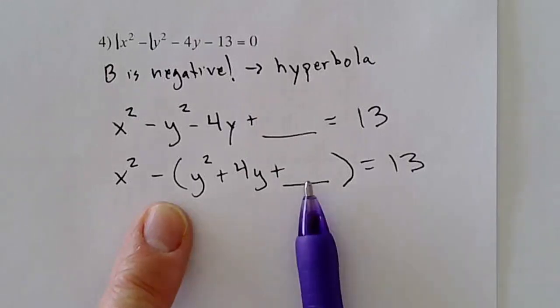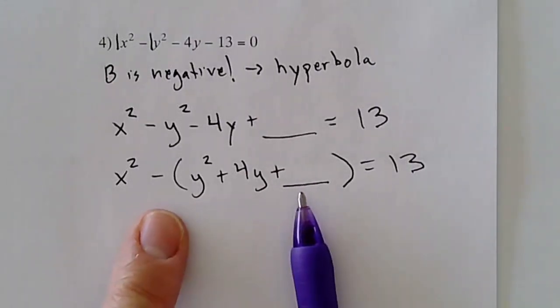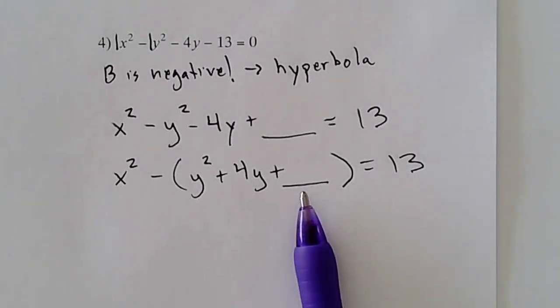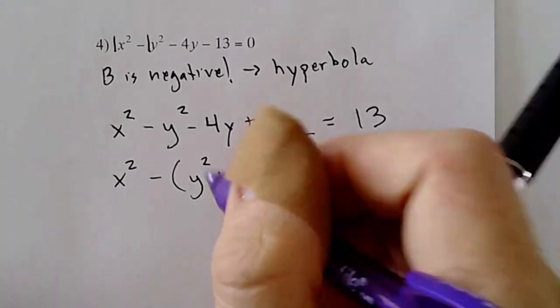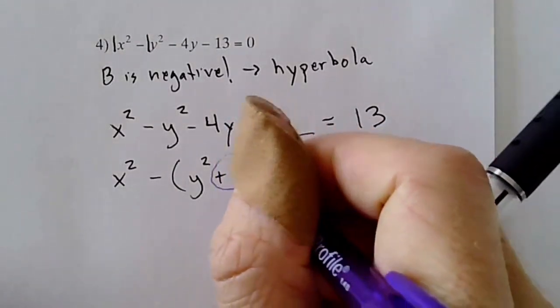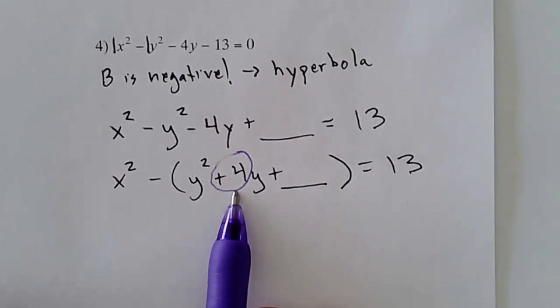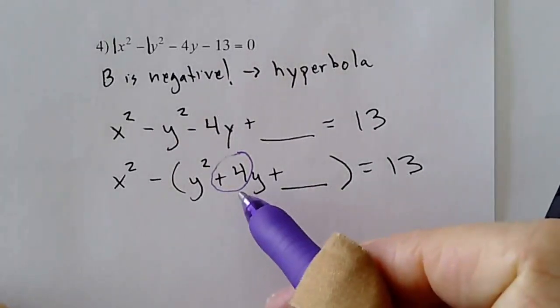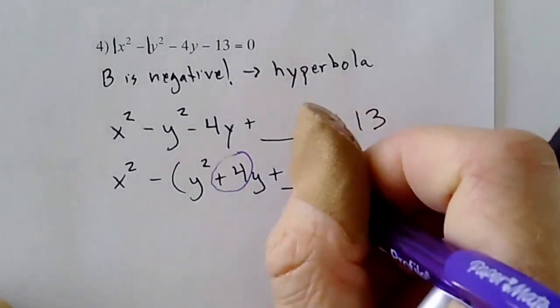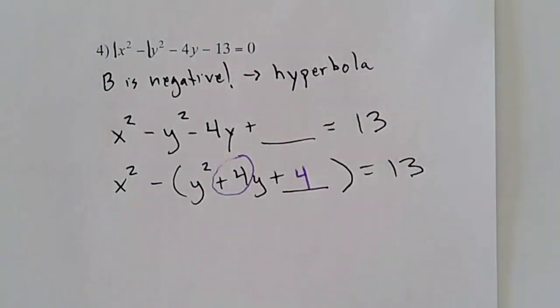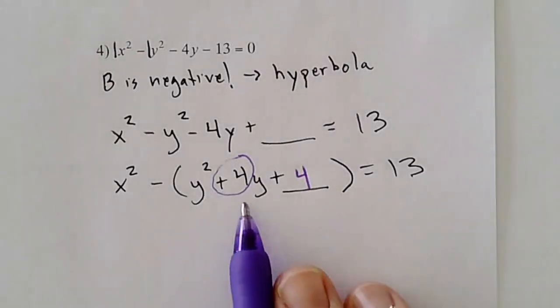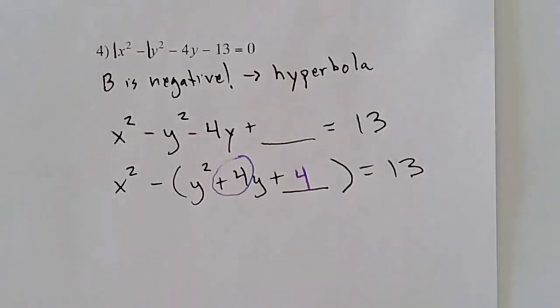Now I've got a perfect square almost right here, but I need to add something to it. So I take the b, I cut it in half, and then square it. What do I add? 4 divided by 2? Yeah, 4. Yes, because that's what I always do when I complete the square.